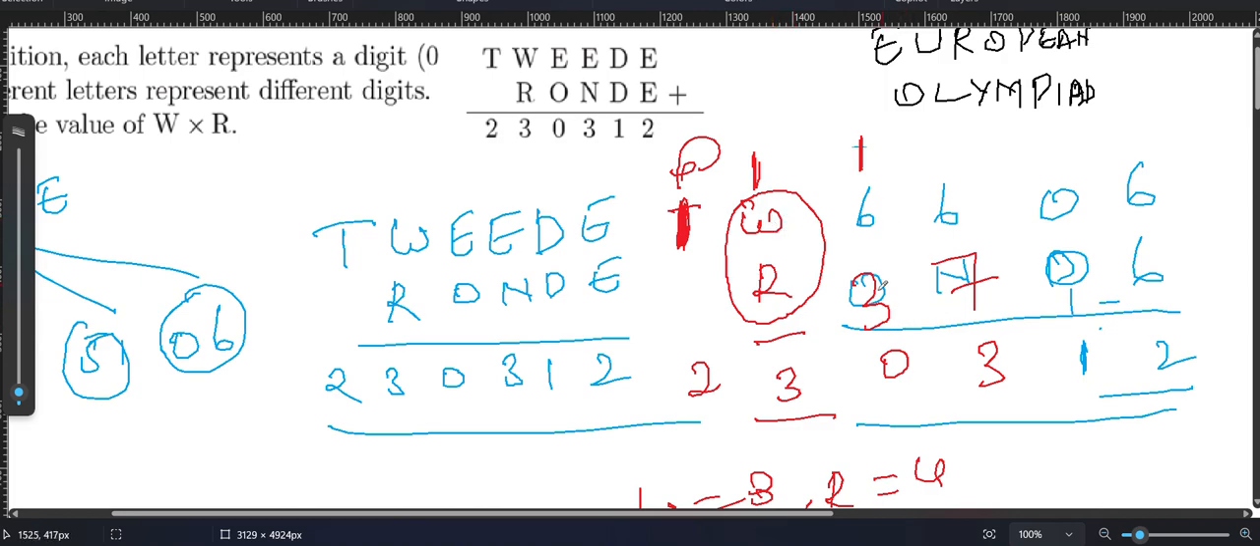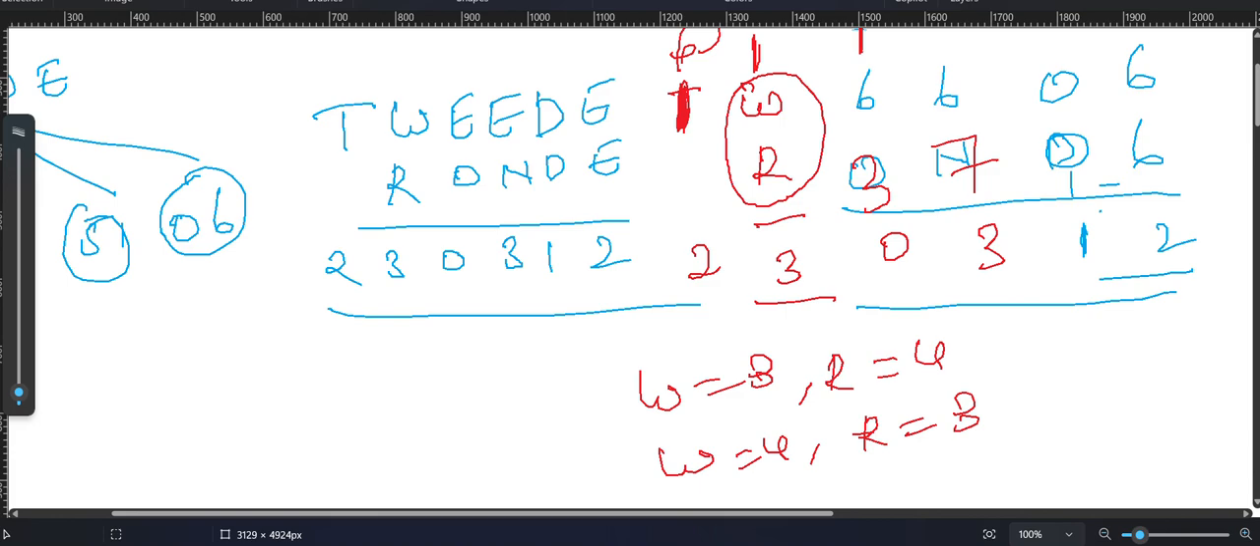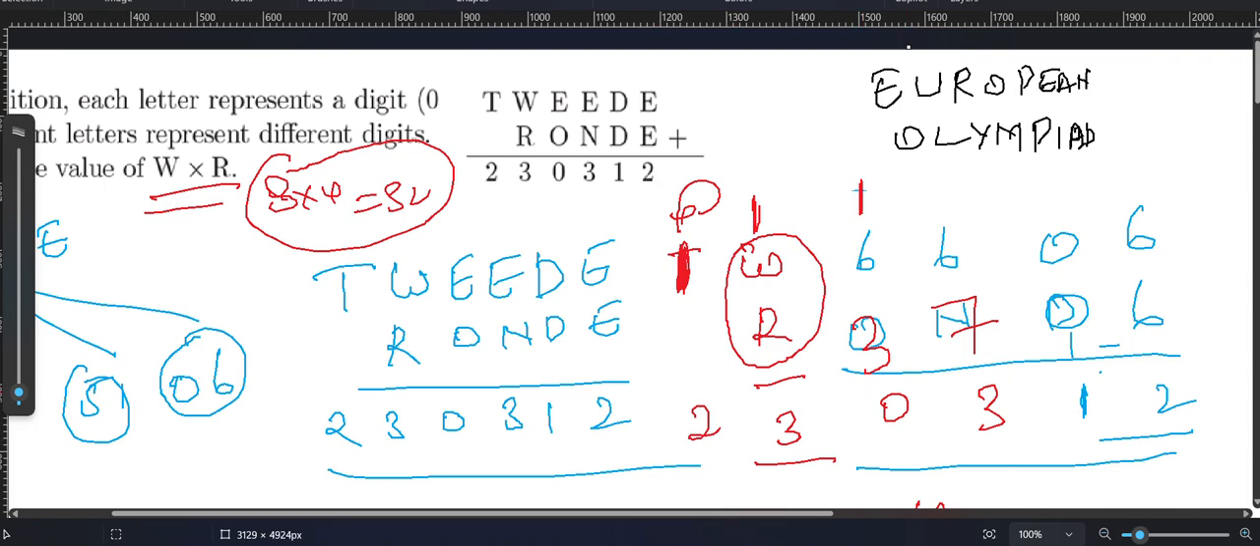So next, O is going to be equal to 3, N is going to be 7, D is going to be equal to 0, and E is going to be equal to 6. So we are able to map all the symbols. So finally W is equal to 8, R is equal to 4. The question being asked is what is the value of W into R? So it is nothing but 8 into 4, which happens to be 32. Simple problem actually, it's a very simple problem. Just a simple observation is enough to solve this particular problem. So let's move to the next problem.